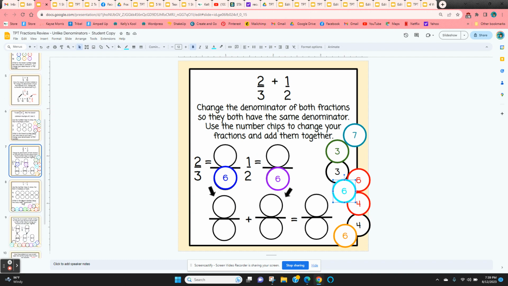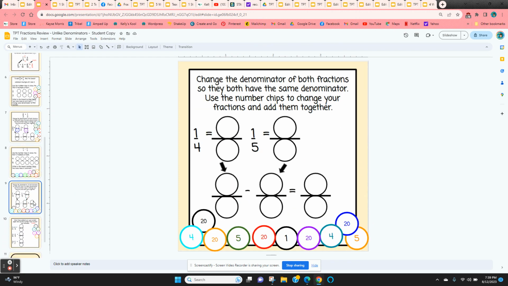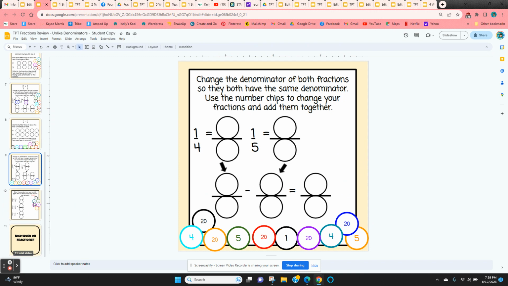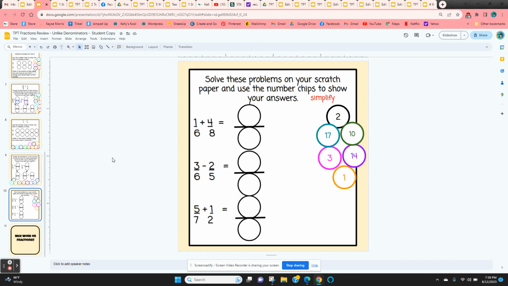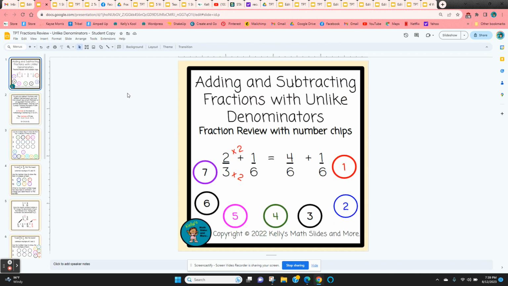So the number chips just give the students confidence that they've done the problems correctly. And then they have a subtraction problem here. And on the final slide, they're going to be using their own scratch paper to figure out the answers. And they're just going to move the number chips to give the solution to each one. So that is the digital lesson, adding and subtracting fractions with unlike denominators.